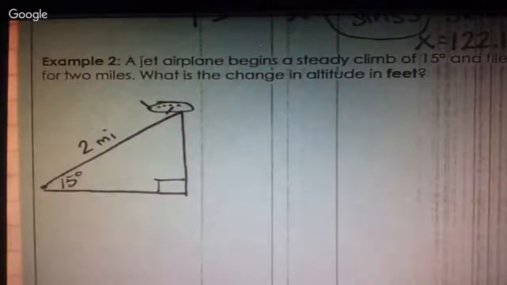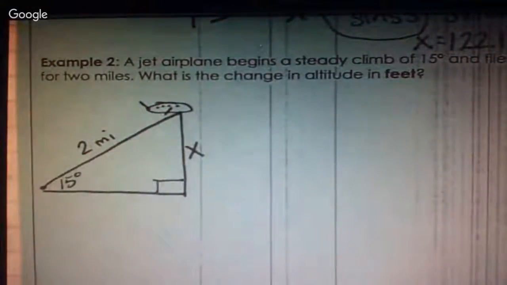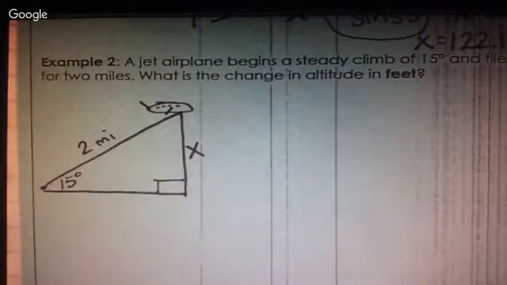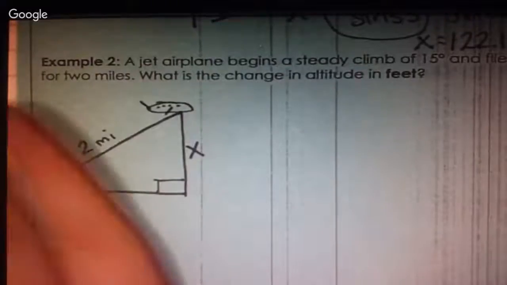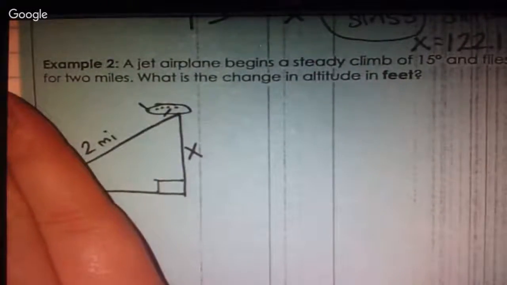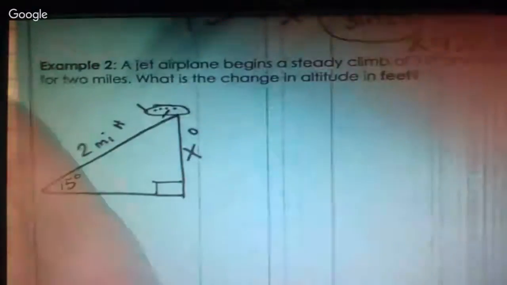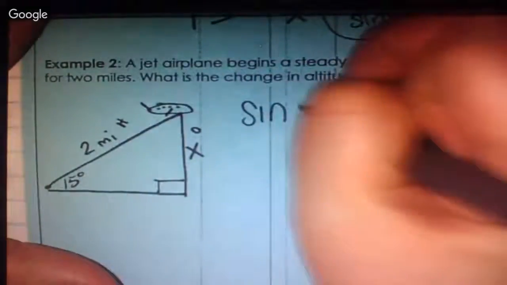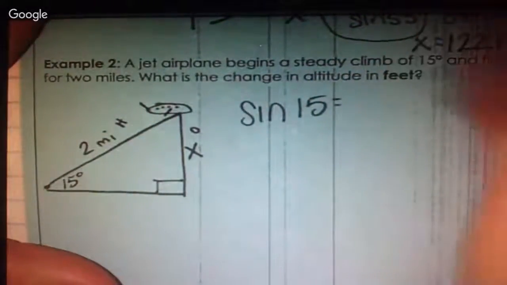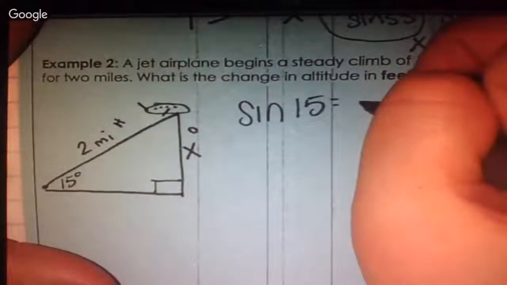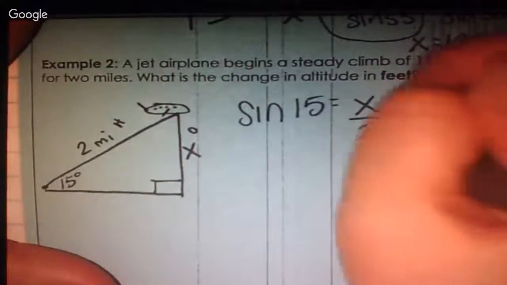Okay. They want to know, what's the change in altitude? What does altitude mean? How high it went up. So we're trying to find this. Is that adjacent? Well, when I cover my reference angle, X is opposite, and we have the hypotenuse. So that means sine of my angle equals X over 2.